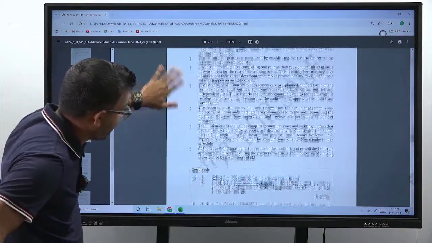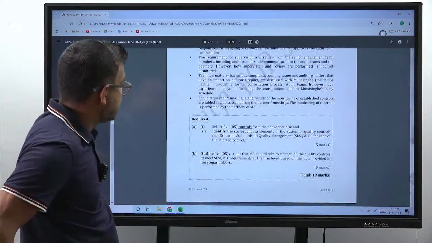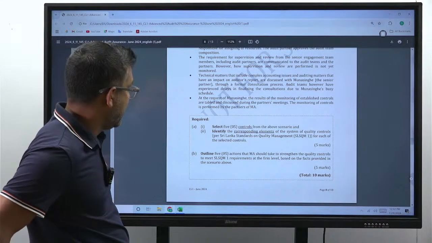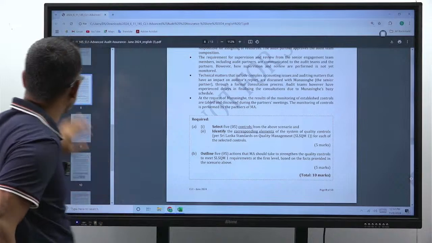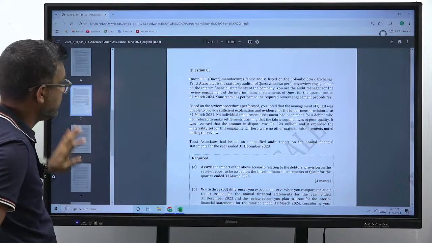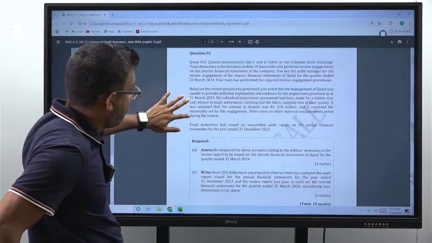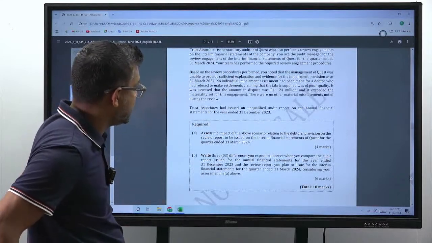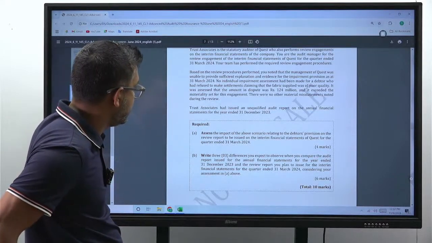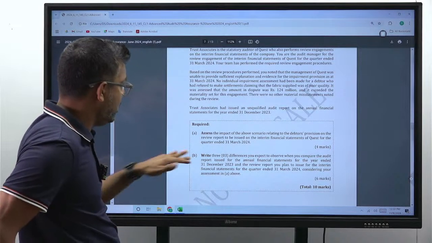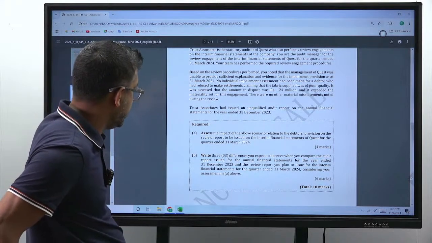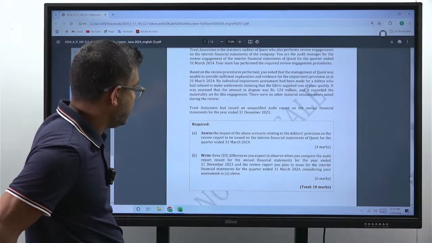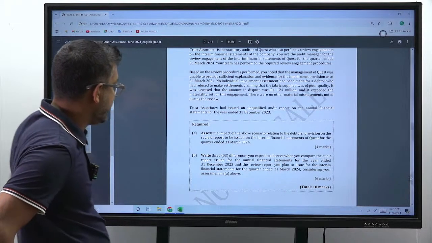Question number 4. Select 5 controls, identify 5 corresponding elements, outline 5 actions. Okay, there is no word procedure, we can find there. Question number 3. Assess the impact of above scenario into data's provision, report, fine. The word, I'm always focusing on the word procedure. Right? 3 differences you expect to observe when you compare audit report, that is audit report.